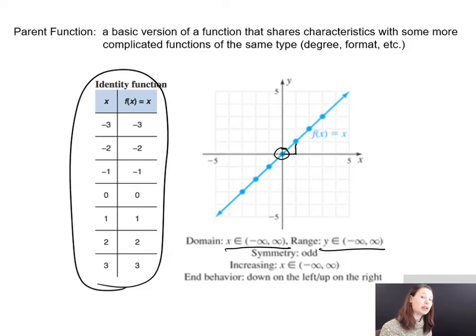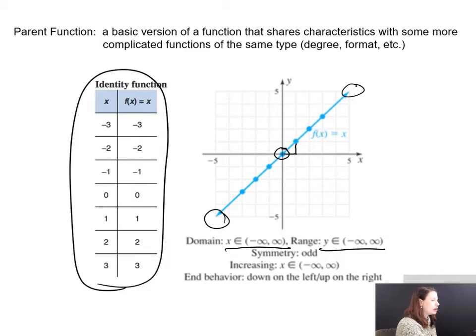Then, remembering from a previous section, the symmetry is odd because we can turn it upside down and it'll look the exact same. If we look at this from left to right, that function is increasing. The last thing we can note is the end behavior. For end behavior, you just look at the direction they're pointing. It's not a left-right thing. So the end behavior is down on the left and up on the right.